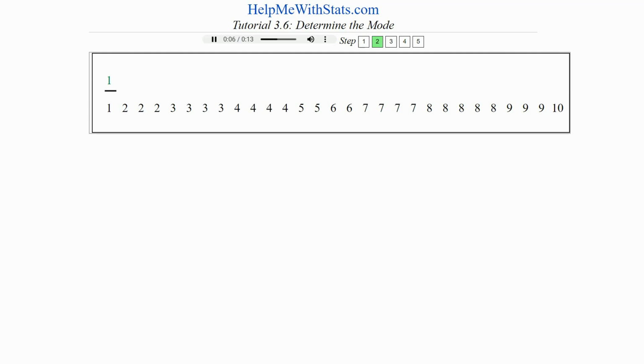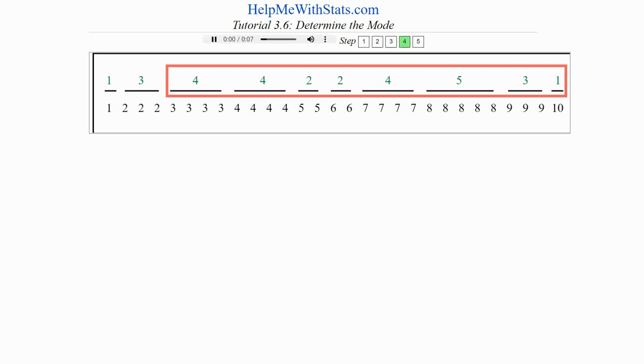There is only one 1, so the frequency is 1. We put the frequency of 1 above the 1 bar. Let's continue by putting a bar above all the 2s and then counting up the frequencies. There are 3 2s, so the frequency is 3. We put the frequency above the 2 bar.